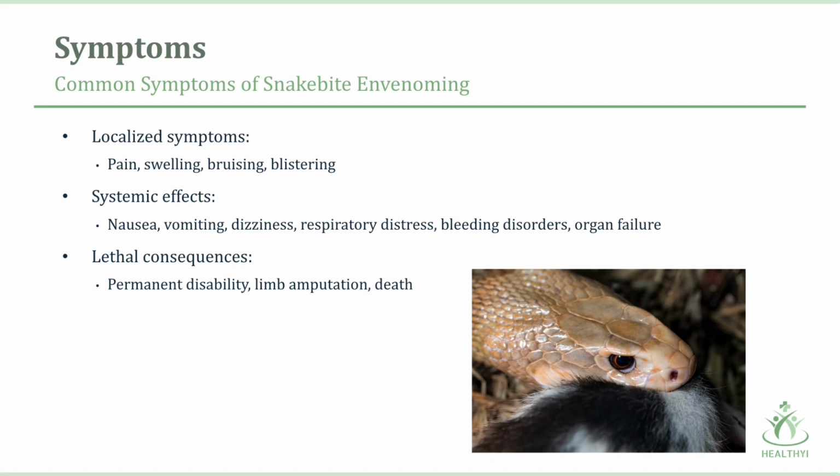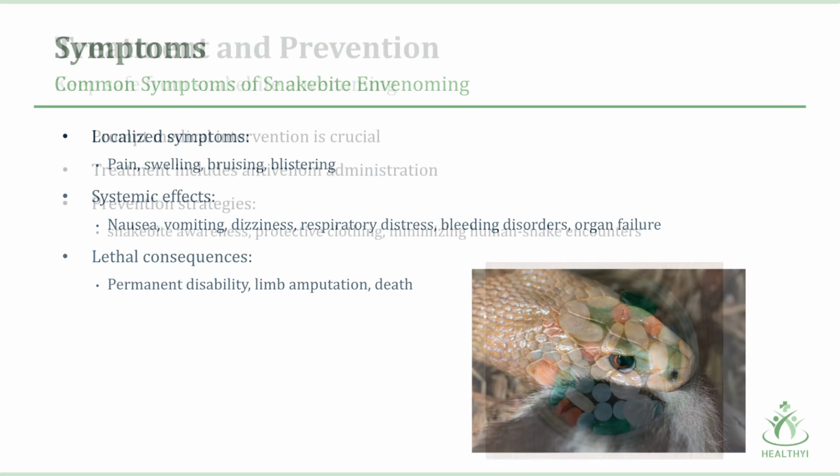Snakebite envenoming can result in both localized and systemic effects. Localized symptoms include pain, swelling, bruising, and blistering at the bite site. In addition to these localized symptoms, snakebite envenoming can also lead to systemic effects affecting the entire body. These include nausea, vomiting, dizziness, respiratory distress, bleeding disorders, and organ failure. It is important to recognize that snakebite envenoming can have lethal consequences as well. Severe envenoming can lead to permanent disability, limb amputation, and in some cases, it can be fatal.